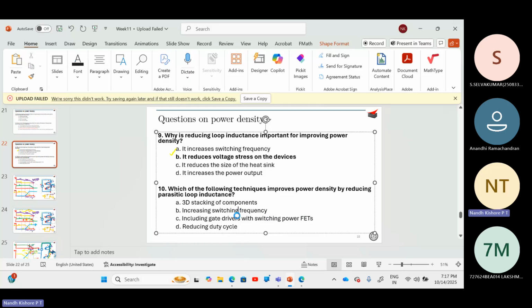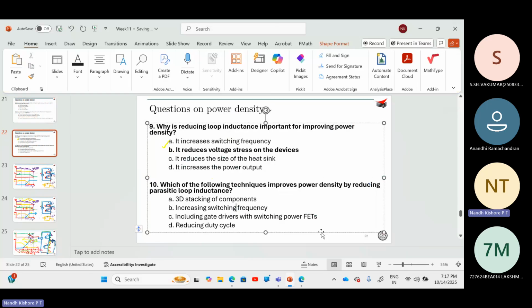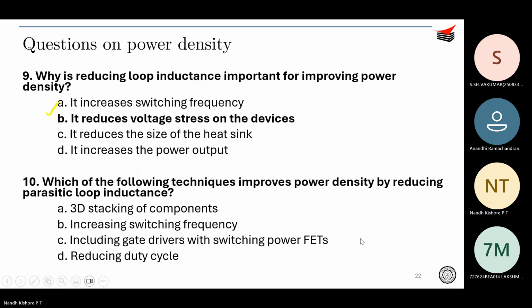Yeah, so what is the answer for question number 10? Which of the following techniques will help you reduce the parasitic loop inductance and thereby improve the power density? So what can you do to reduce the parasitic loop inductance?